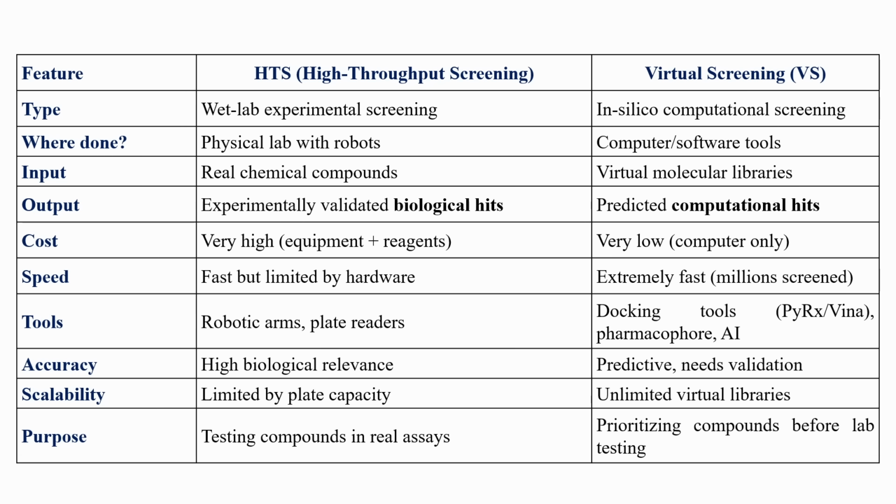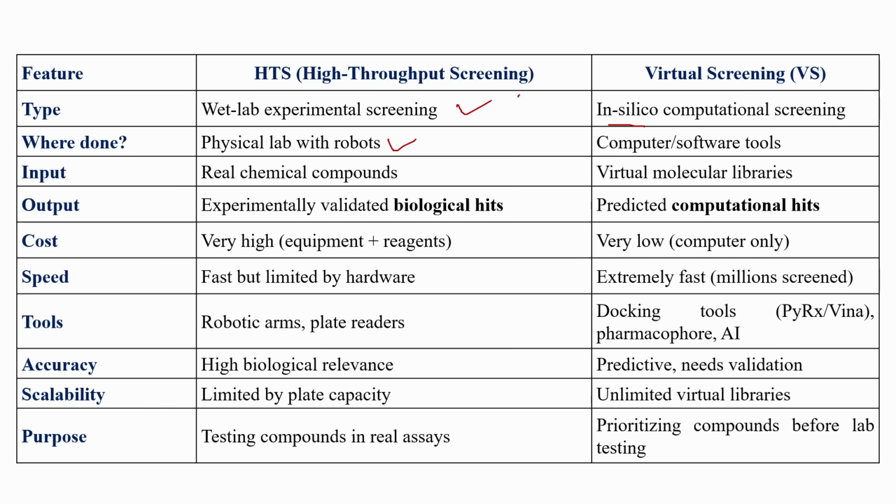So what are the features? HTS, high throughput screening, and virtual screening, or molecular docking. What is the difference between these? HTS is a wet lab experimental screening process, while virtual screening is in silico computational screening. HTS is done physically using robots.